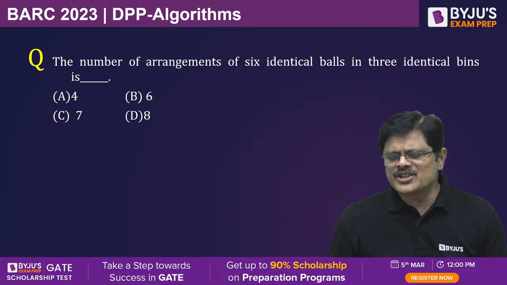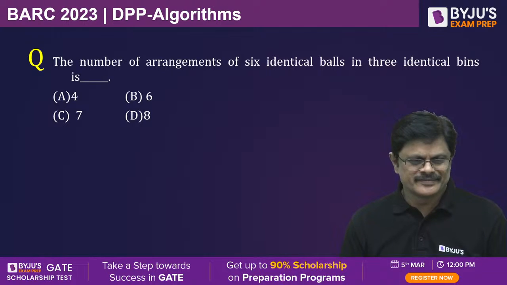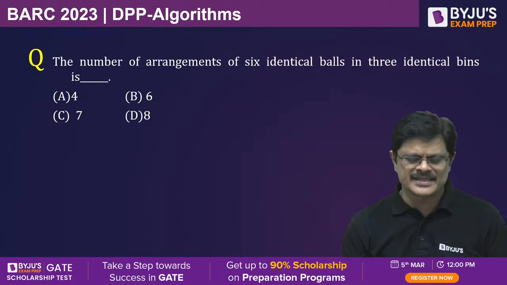Number of arrangements of 6 identical balls in 3 identical bins. Number of arrangements of 6 identical balls in 3 identical bins is what?